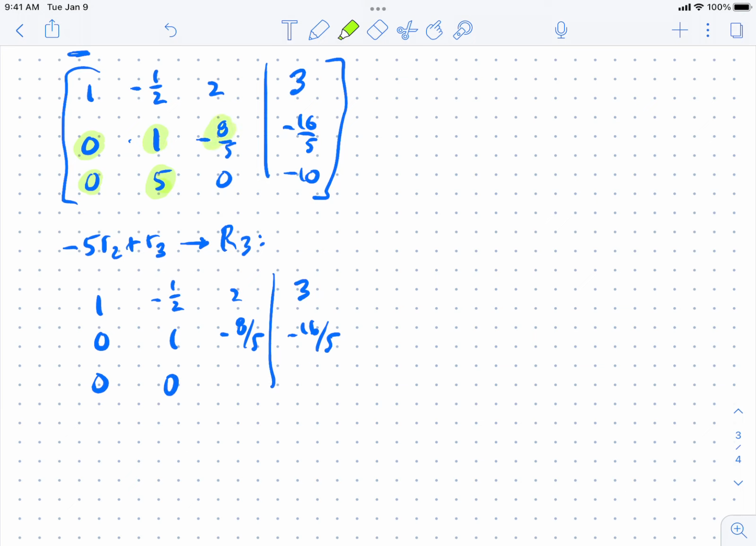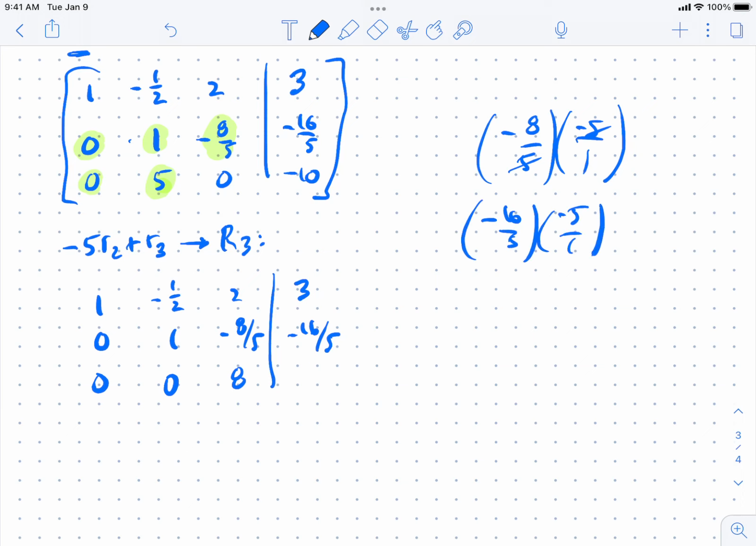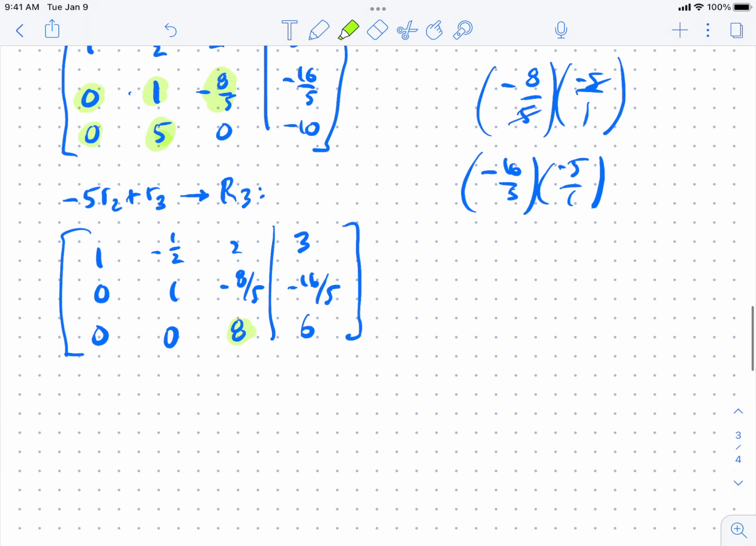Negative 5 times this, notice the negative 5s are going to cancel here. A negative 8/5, and then when I multiply by a negative 5 over 1, the 5s are canceling. I'm getting just a positive 8. And then negative 16/5 times a negative 5. The 5s are canceling. I'm getting a 16 plus a negative 10, so that's a 6. Not bad. We are making such progress. Let's turn that into a 1.